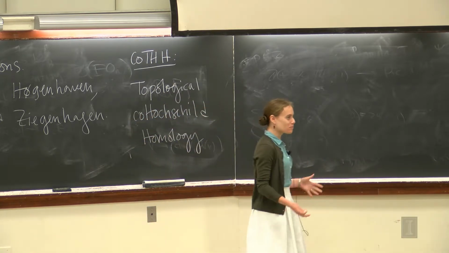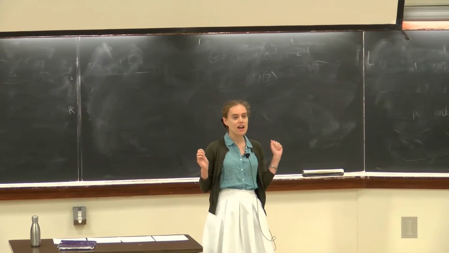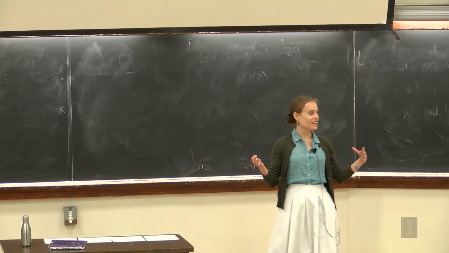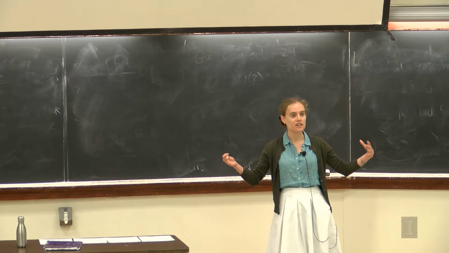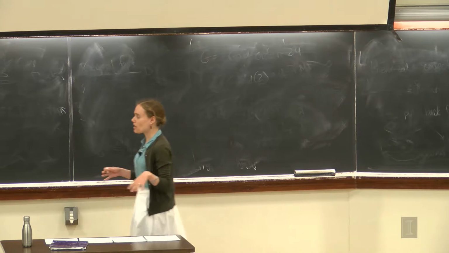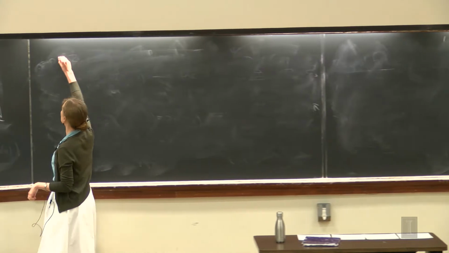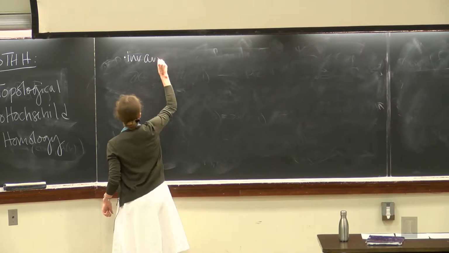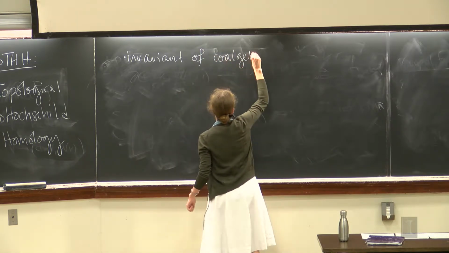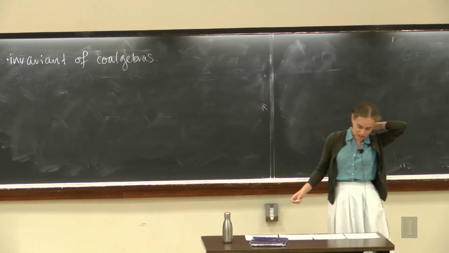First of all, the word CoTHH should remind you of THH, which is probably a much more familiar object to most of you, topological Hochschild homology. And topological co-Hochschild homology is like doing topological Hochschild homology, but for co-algebras. So the basic idea is you want to take the ideas of topological Hochschild homology and do them for co-algebras. So it's an invariant of co-algebras. And as I said, it's dual to topological Hochschild homology.